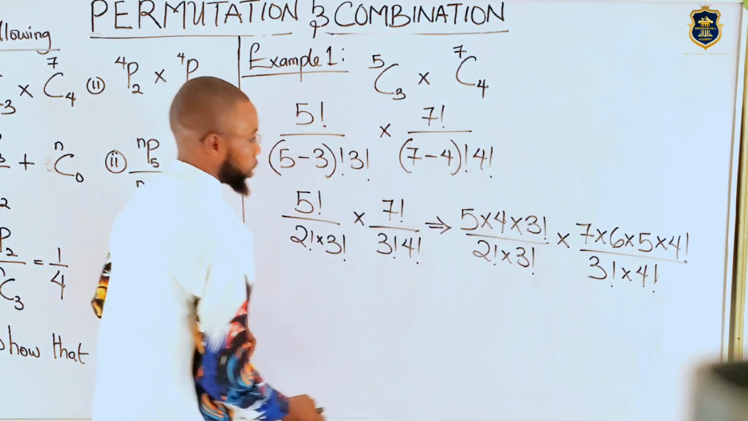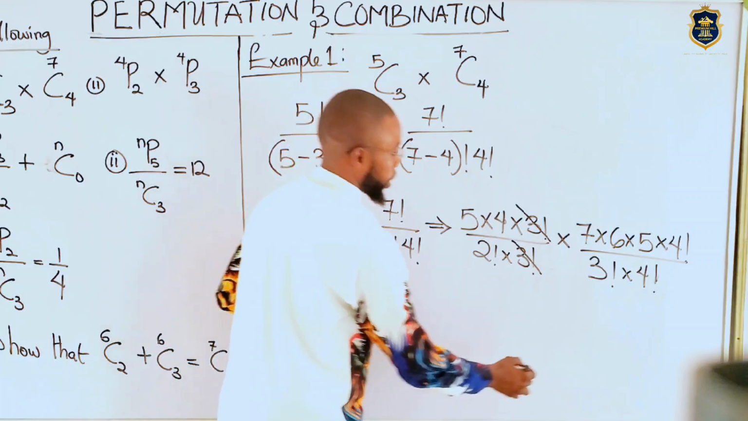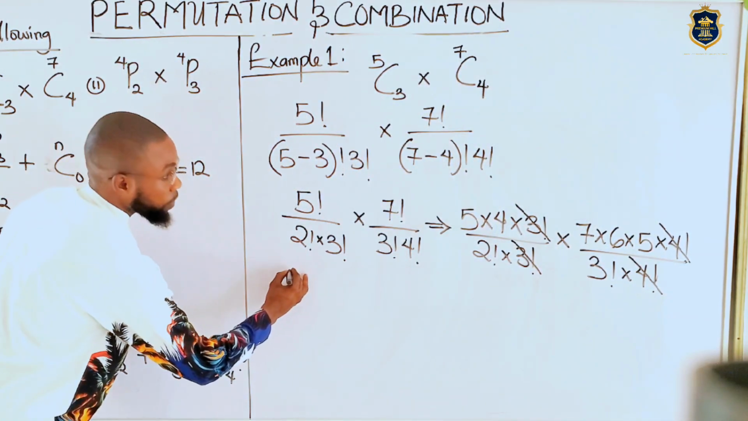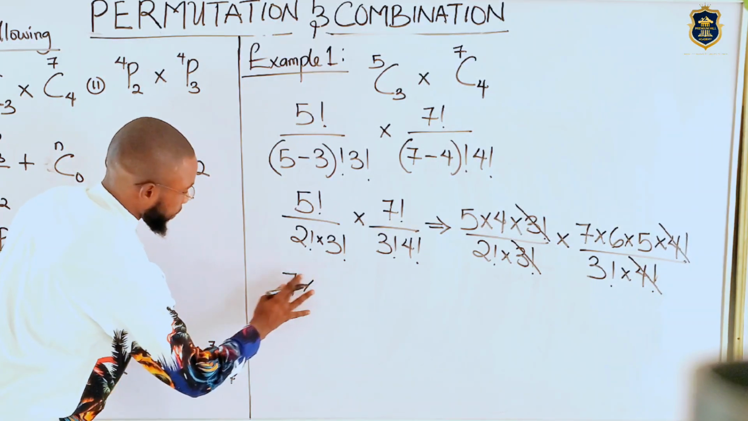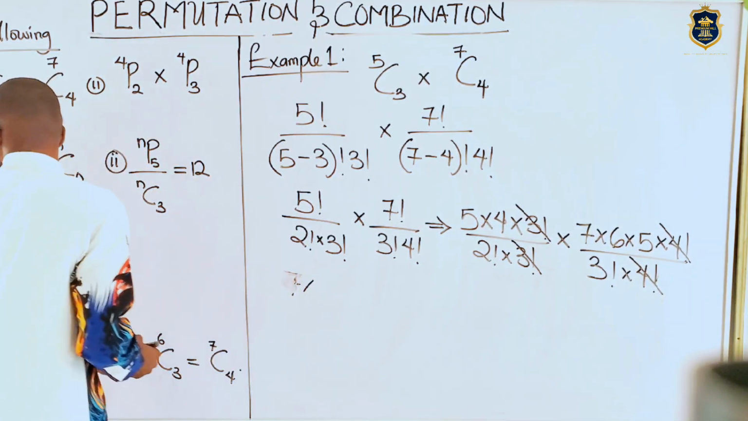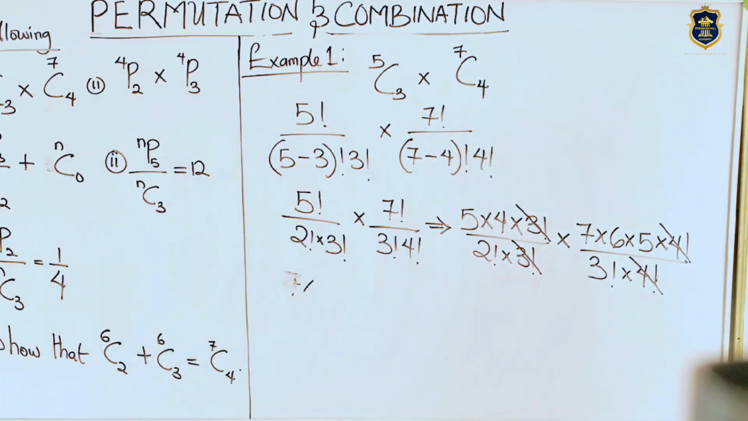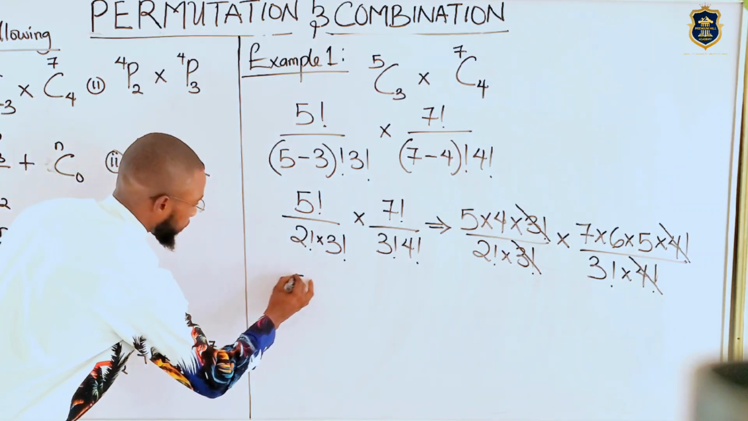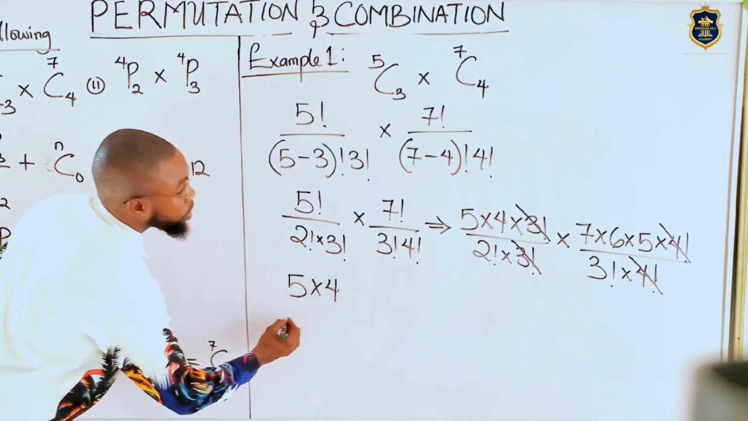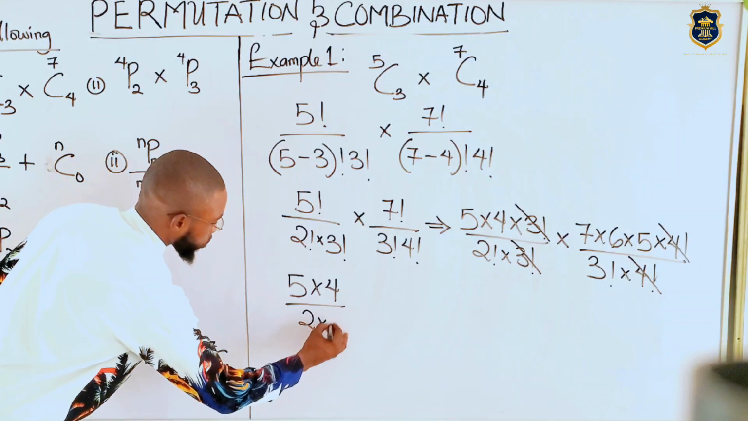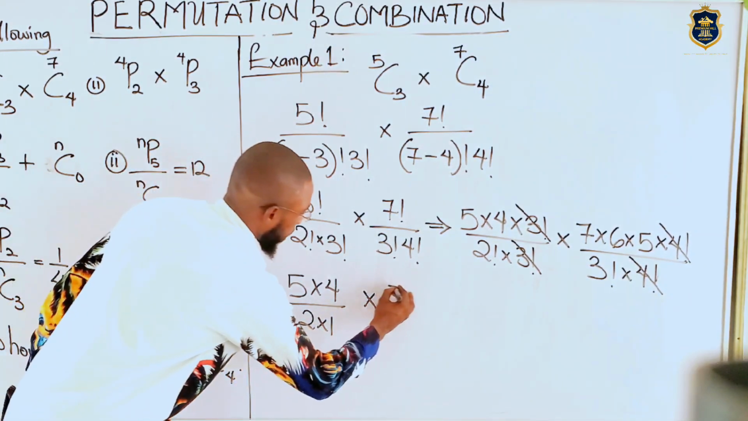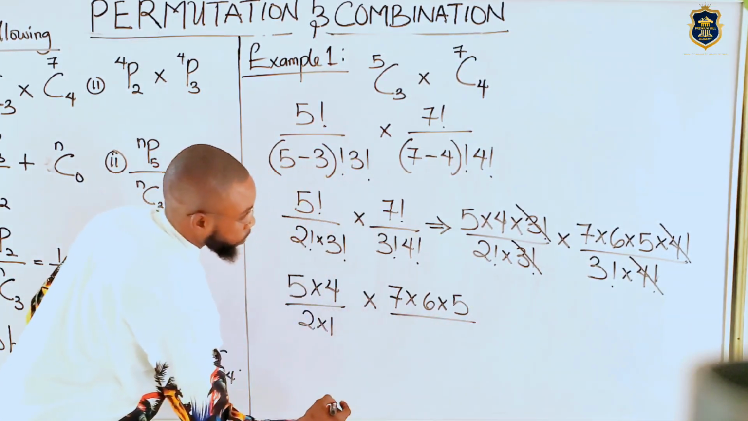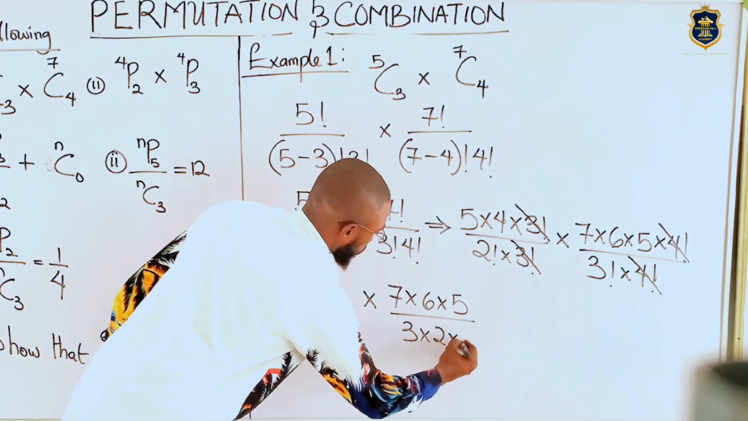So let's get on with it. With that, we have 3 factorial, we take off 3 factorial, 4 factorial, we take off 4 factorial. What do we have left? From there we have 5. This takes off. From there we have 5 times 4 over 2 factorial, which is 2 times 1. And then we have times 7 times 6 times 5 over 3 factorial, which is 3 times 2 times 1.